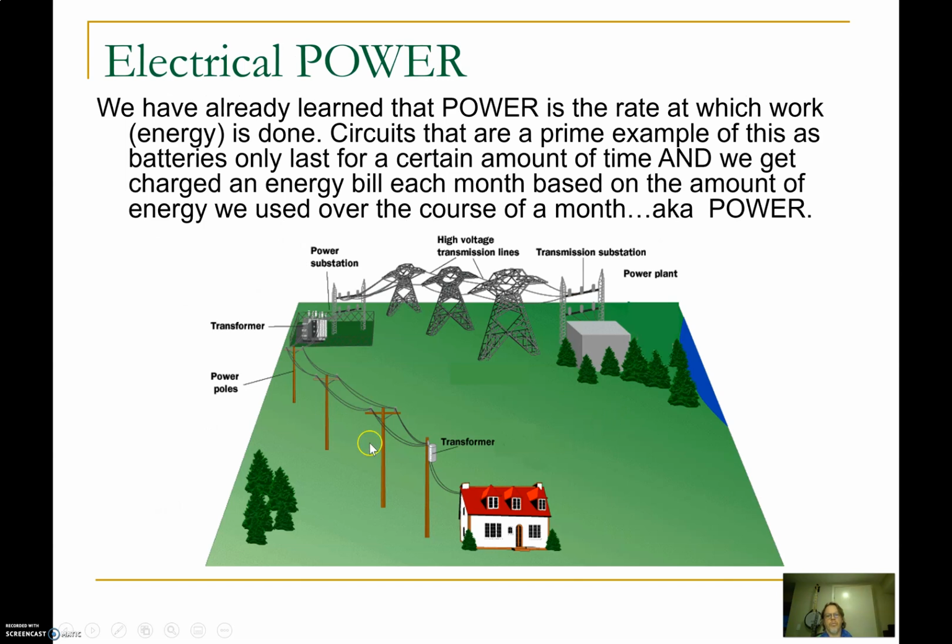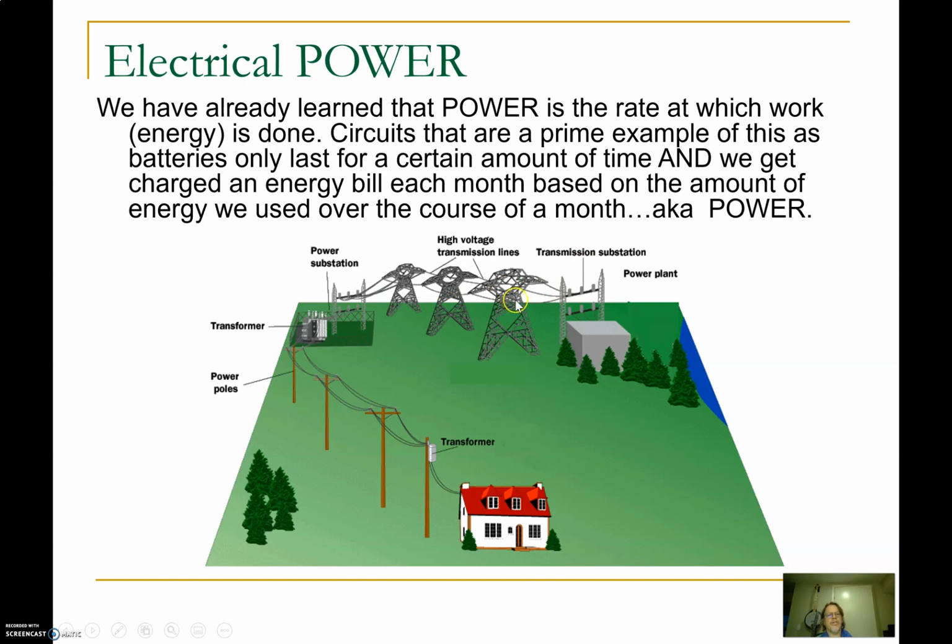All right, so electrical power. You've got your generator at the power plant over there. Then it steps up the voltage to really high voltage, and then it comes to a power substation, drops it back down for a lower voltage, and finally by the time it gets to here, drops it down to 120 at your house. There's a reason for going to really high voltage here, which we'll get into another time.